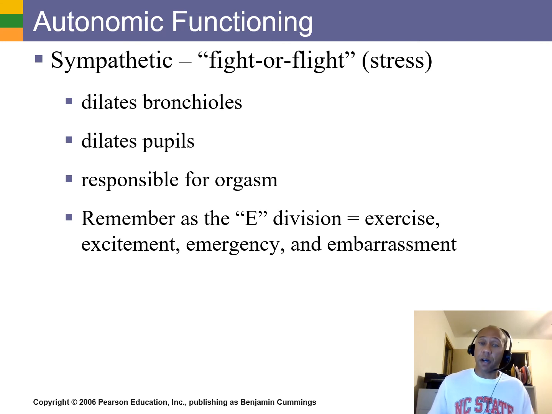The sympathetic nervous system is also responsible for orgasm. Orgasm is associated with rapid contraction of muscles. So the parasympathetic division is responsible for arousal, which requires increased blood flow to the genitals, but the actual orgasm is the sympathetic nervous system's job. So remember the E division according to your book: exercise, excitement, embarrassment, emergency.